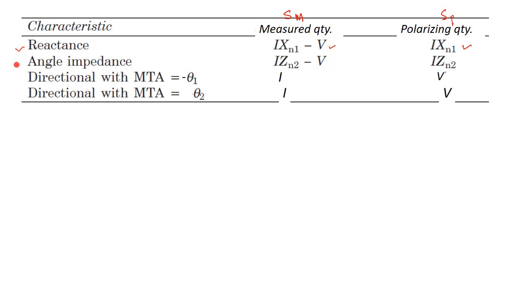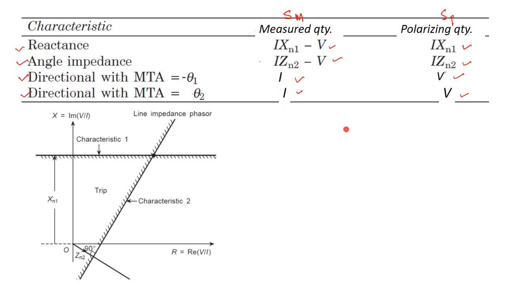Similarly, for the angle impedance characteristic, our measured quantity will be Izn2 minus V, and the polarizing quantity will be Izn2. Similarly, for the directional relay with MTA minus theta 1, our measured quantity is I and polarizing quantity is V, and for the directional relay with MTA theta 2, the measured quantity will be I and the polarizing quantity will be V. So, now these are the measured and polarizing quantities.